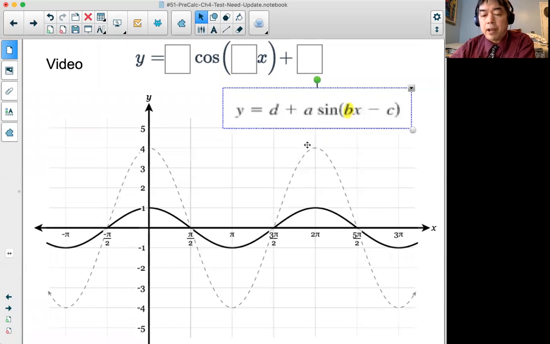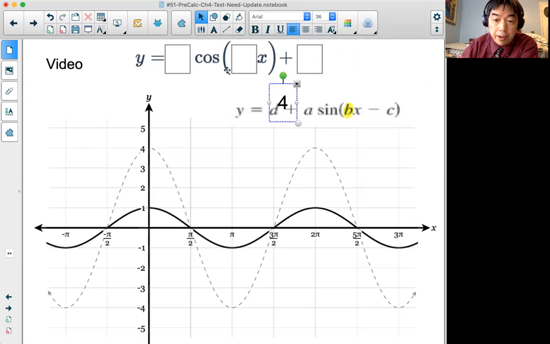This dotted line equation. Okay, so first you look at the amplitude. So there's no vertical shift because the center line is 0. So in that case, you look at the amplitude. So it's 1, 2, 3, 4 from the 0, and -1, -2, -3, -4. So it must be 4 here.